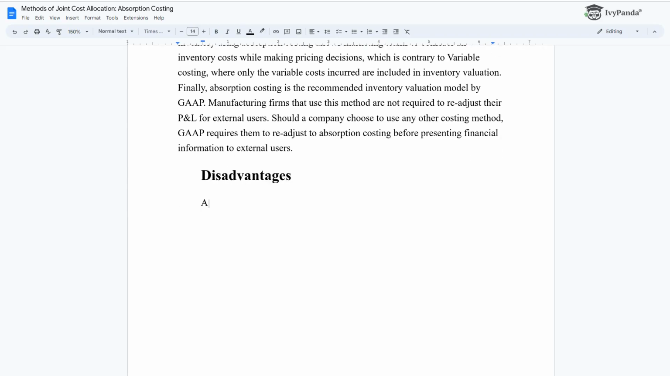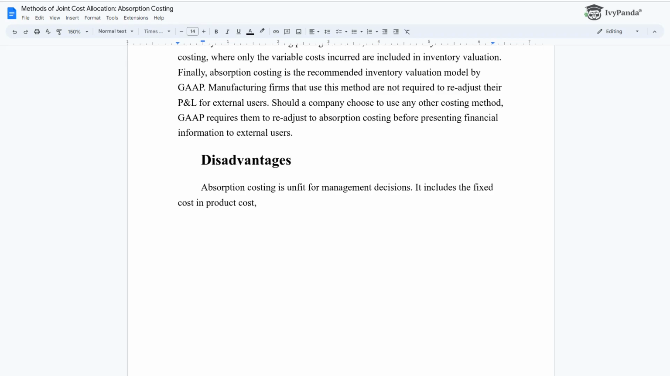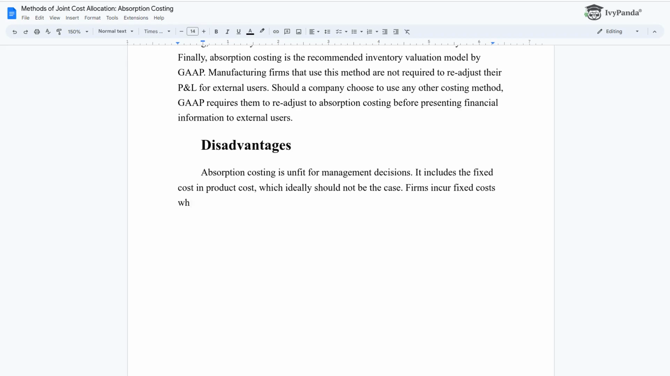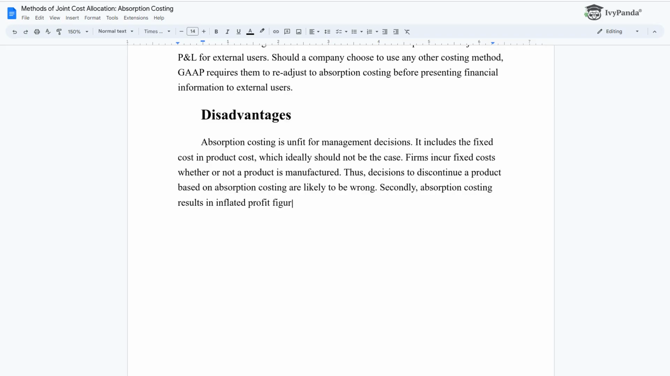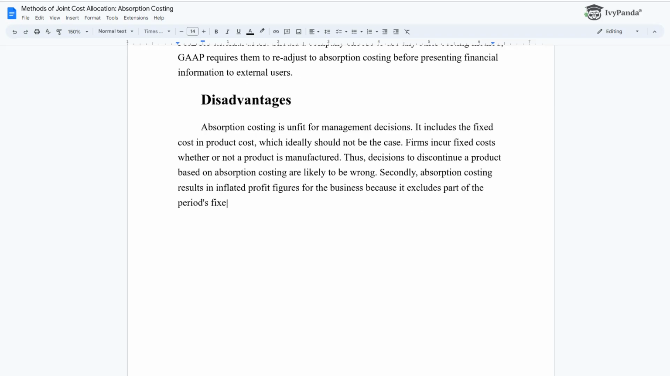Disadvantages. Absorption costing is unfit for management decisions. It includes the fixed cost and product cost, which ideally should not be the case. Firms incur fixed costs whether or not a product is manufactured. Thus, decisions to discontinue a product based on absorption costing are likely to be wrong. Secondly, absorption costing results in inflated profit figures for the business because it excludes part of the period's fixed costs from the period's expenses.